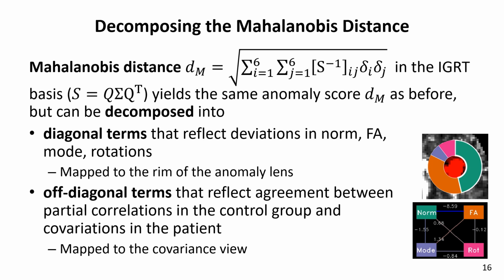However, writing the Mahalanobis distance in that basis allows us to decompose the resulting double sum into diagonal terms that reflect deviations in norm, FA, mode, and rotations, which are mapped to the rim of our anomaly lens, and off-diagonal terms that reflect the agreement between partial correlations between those aspects of the tensor in the control group and the corresponding covariations in the patient. These are visualized in the covariance view. Further details, especially how we group together the rotational degrees of freedom, are given in our paper.